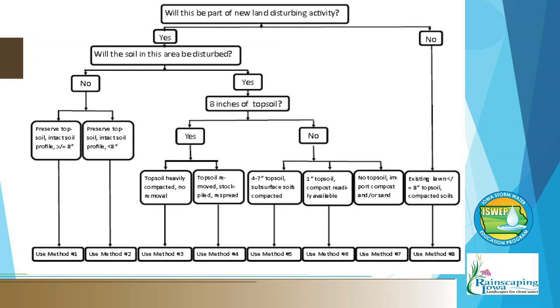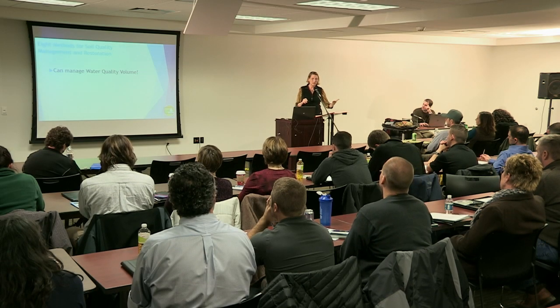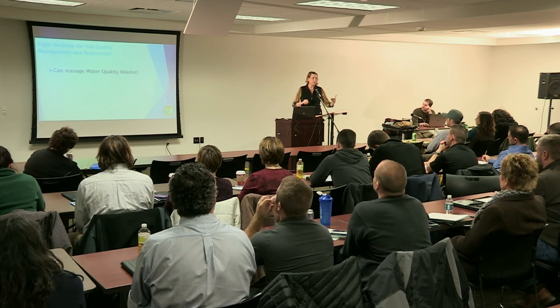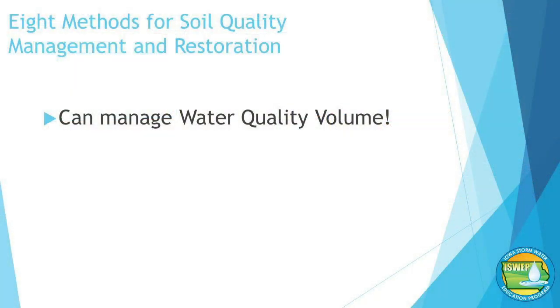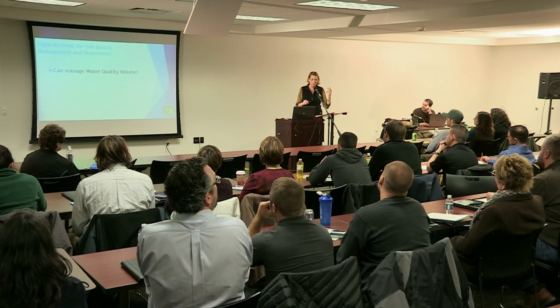And you can actually manage the water quality from two points of view. One, by using these methods, you can manage the water quality that's falling on that soil surface. But in some cases, you have additional pore space that you could use to divert water off of an impervious surface and manage even more water. So two points of view there.